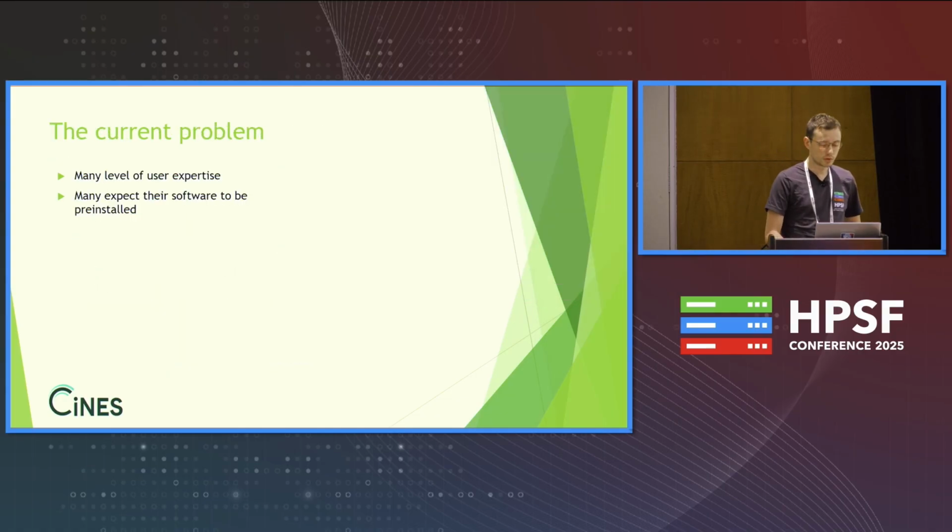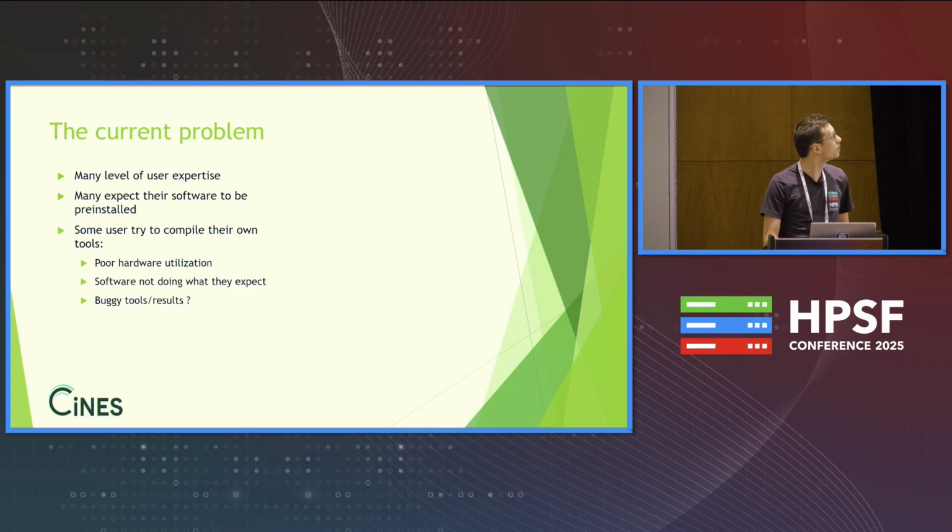The current problem is that we have many users with different levels of expertise, and our kinds of users are very similar to the ones from the previous talk. Some of them do not even know what a compiler is, so we really need to support them and provide software for them. Other users do know how to compile, but there is no guarantee that the software they build is going to use the hardware correctly. So often we see poor hardware utilization due to badly configured solutions, or even worse, sometimes buggy results and buggy science.